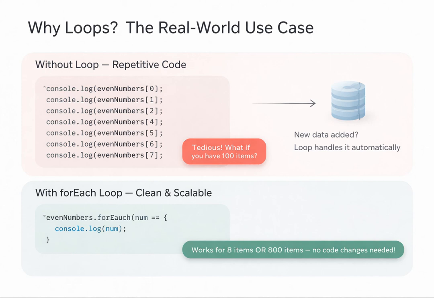That's completely impractical. With a for each loop, you write the logic once, and it automatically handles however many items are in the array. Even better, if new data gets added to the array later, maybe from a database or an API, your loop just picks it up and processes it without you touching the code at all. This is the scalability that makes loops so essential in real applications.